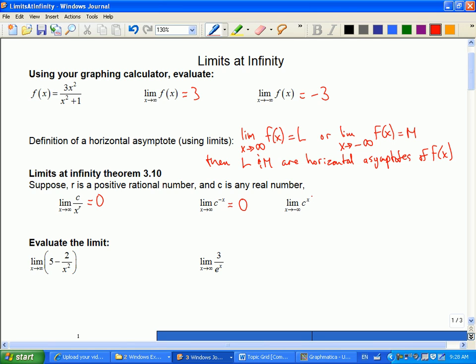And again, this is a continuation of the one we just talked about. This time x is going to negative infinity. So that means that's going to become infinitely small. It's also going to be a 0.